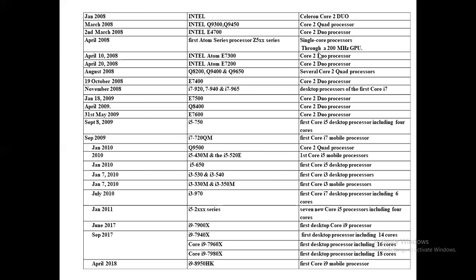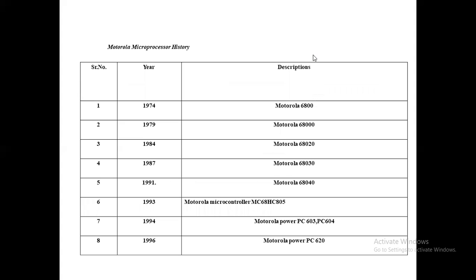Now we will discuss the next slide, which is related with the Motorola microprocessor. Now, in the case of Motorola, the Motorola 6800 microprocessor was released in the year 1974. 68000 microprocessor was released in 1979. 68020, that processor was released in 1984. 68030 microprocessor was released in the year 87. 68040 was released in 1991.